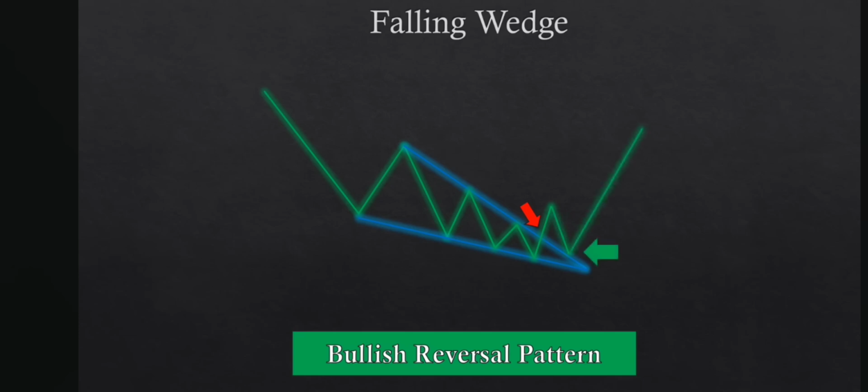The logical stop loss is below the lowest low in the wedge, and you should strive for a target that is at least 3 times as big as your stop.